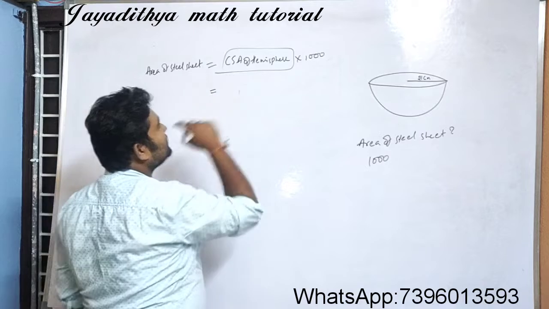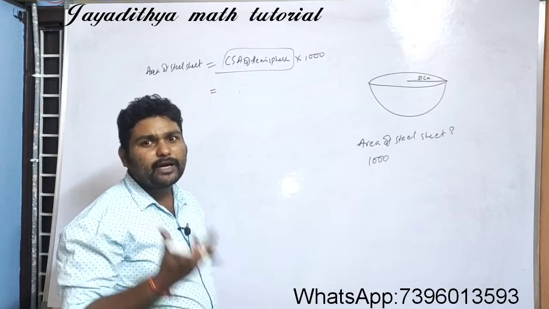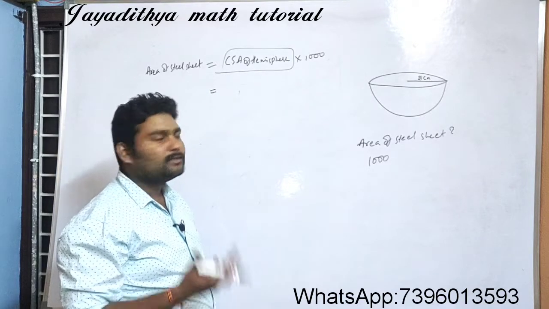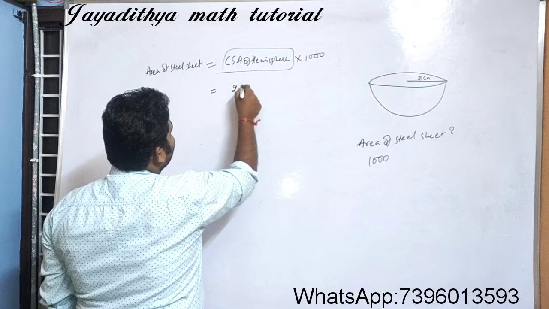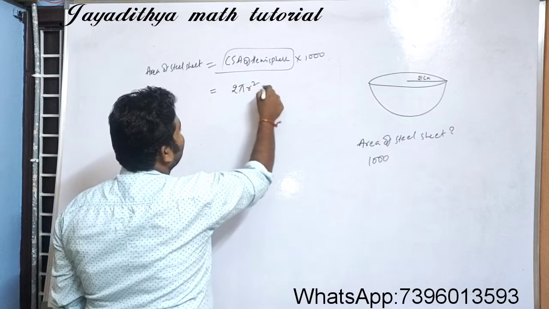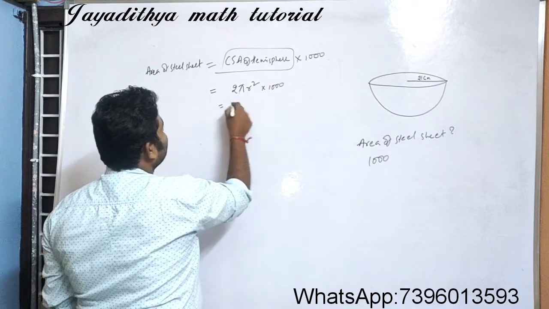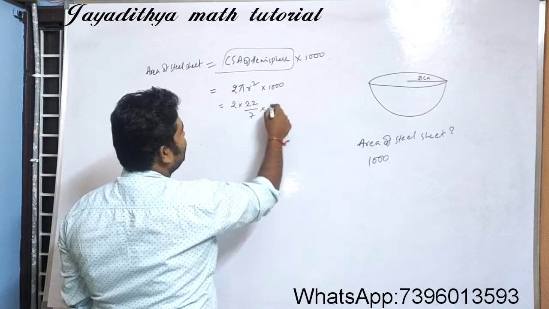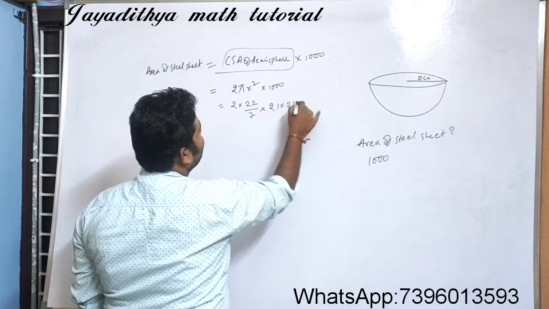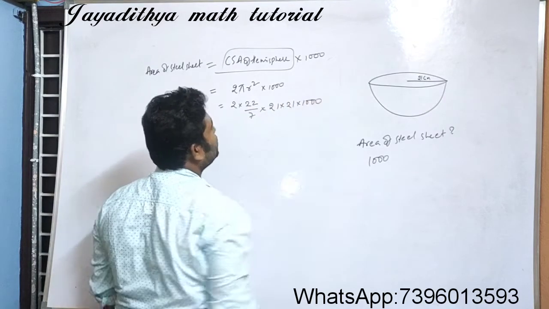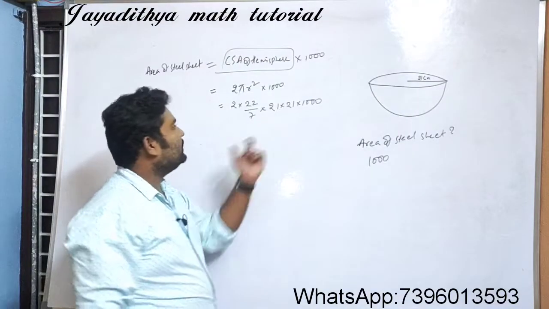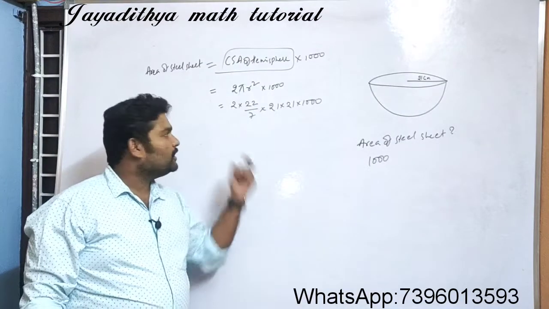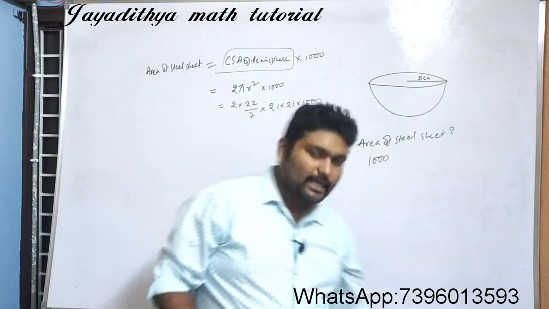So what will be the answer now? CSA of hemisphere, curved surface area of hemisphere. What is that? You should know that one, that is 2 pi r square into 1000. So this is equals to 2 into 22 by 7 into r, which is nothing but 21, 21 into 21 into 1000 you need to do now. In this way, if you simplify this one, you will get the answer.